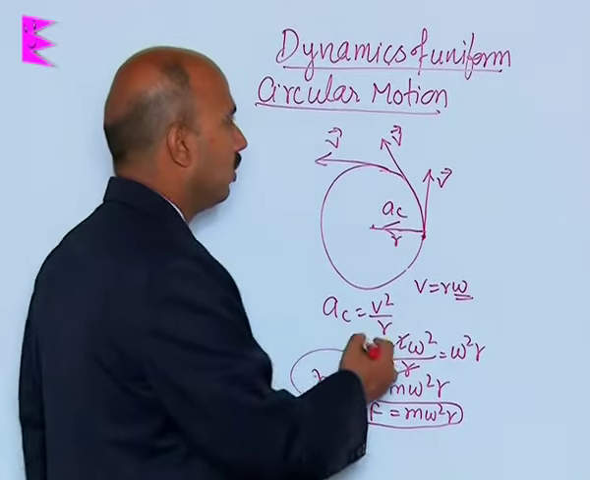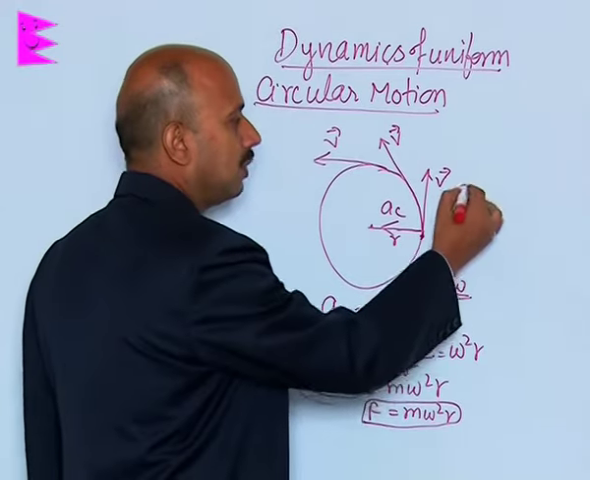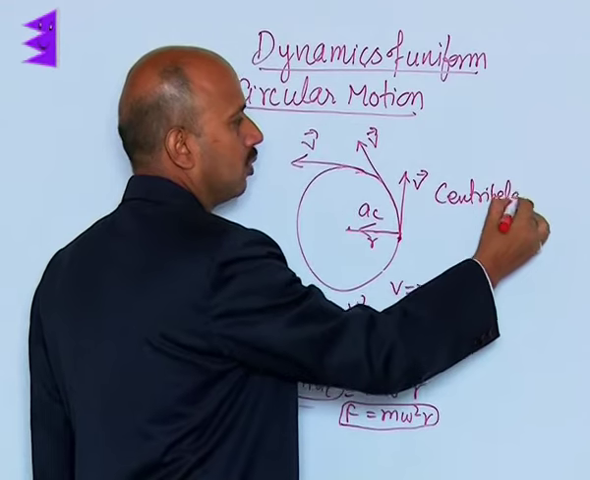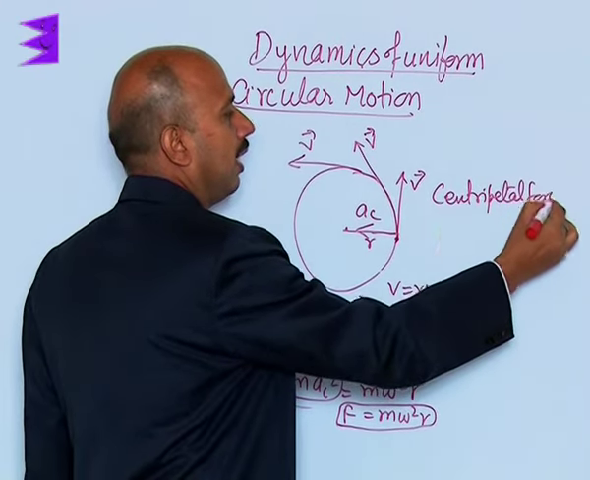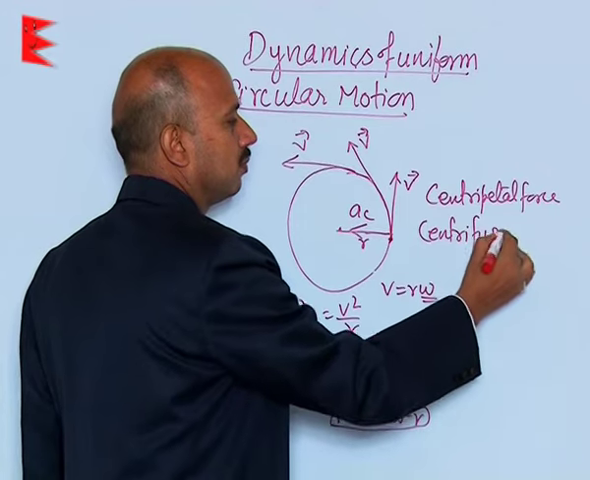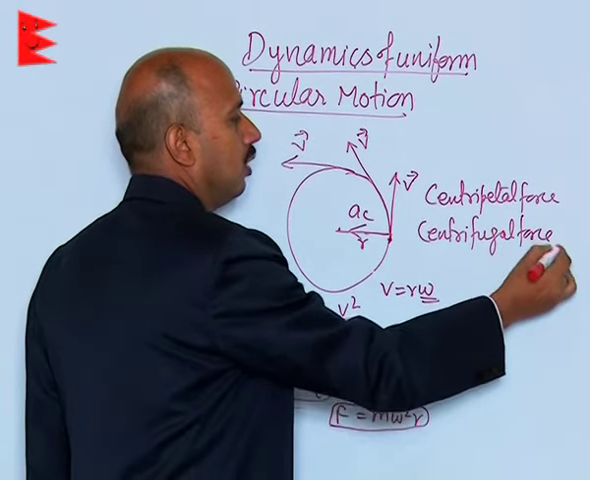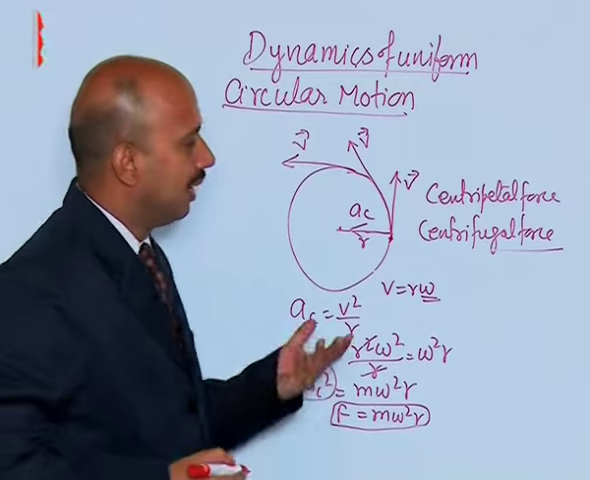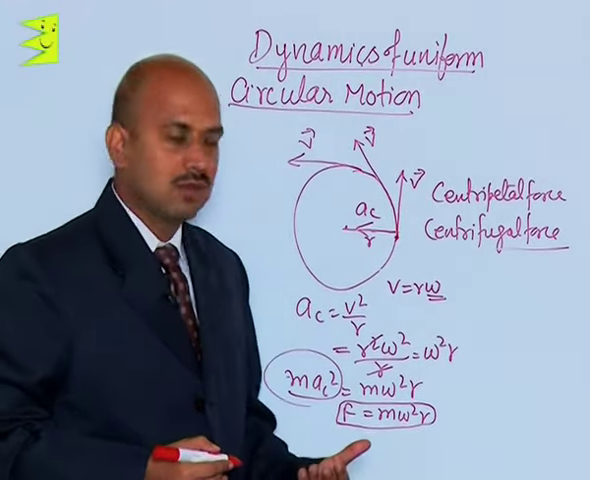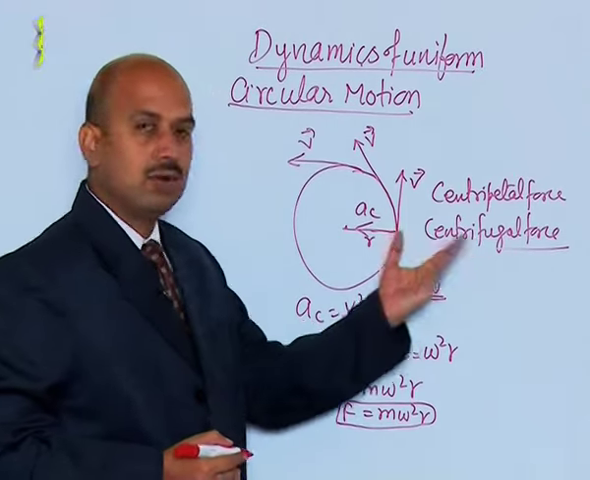Because of that, another force arises, that is called centrifugal force. So we have two forces, one is the centripetal force and another one is centrifugal. As I have told you, the body has a tendency to go in a straight line, because of that a force arises, that is called centrifugal force.